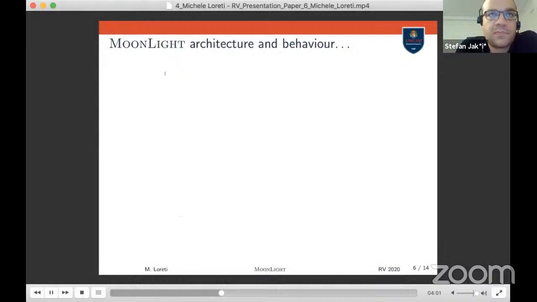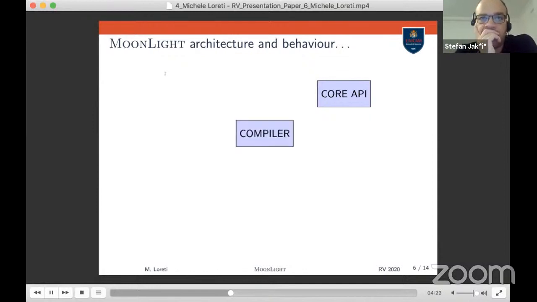Now let me show you a short overview of the Moonlight architecture. At the center we have the core API, where you can find all the features implemented in Moonlight. Together with the core API we have a compiler. The compiler just takes a script.